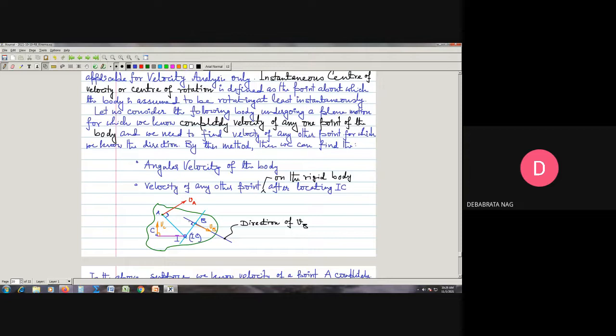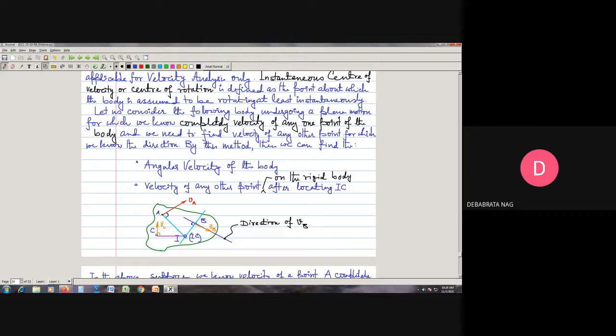So I know only the direction, and for the point A, I completely know the velocity vector on this body. So in this situation, our objective will be to find out the velocity of this point completely, and also to find out the velocity of any other point other than A and B on this body. Let us see how we can do it.